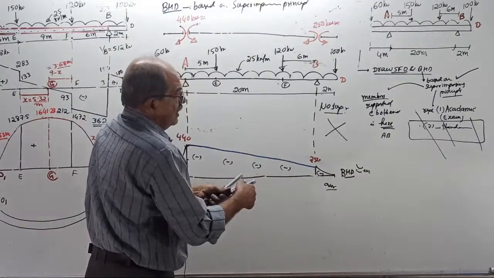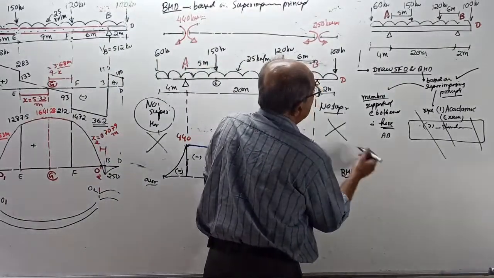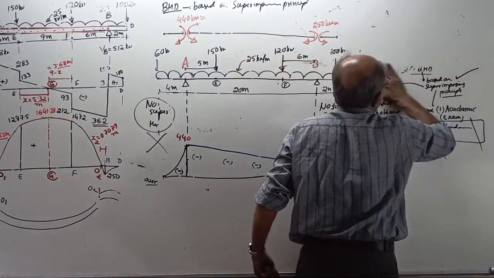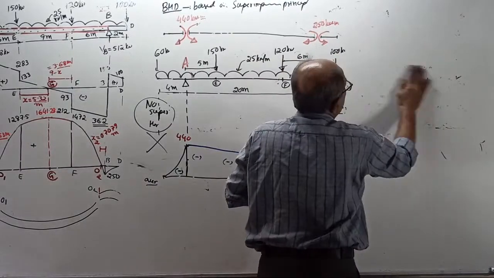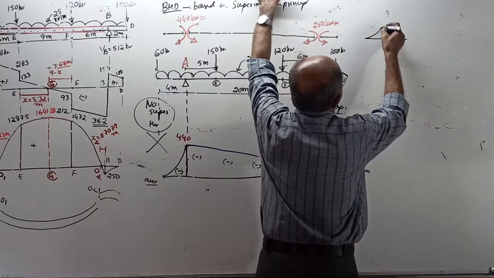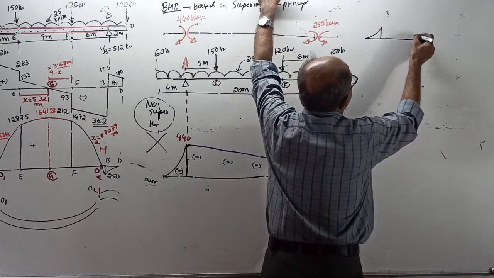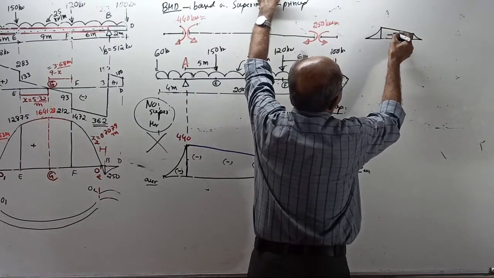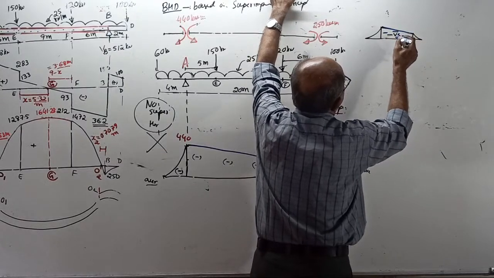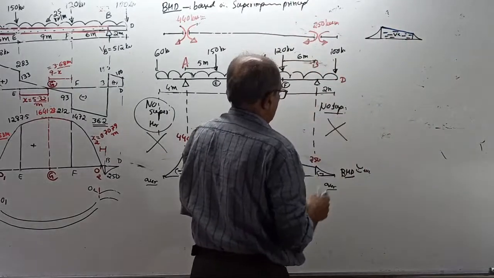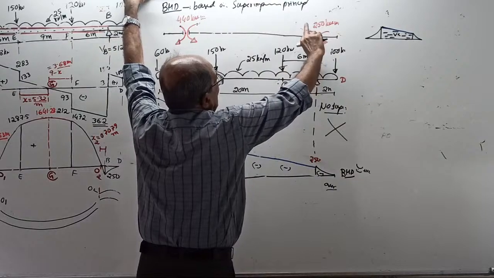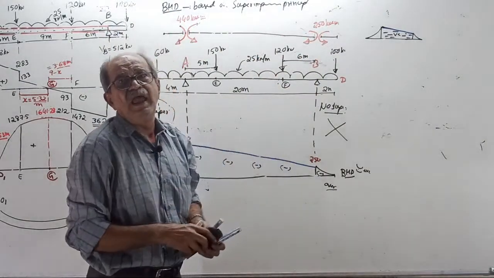You make a note outside that the blue line is negative. I'll remove this now, nothing required. Right. Now, the effect of 440 and the effect of 250 is over for the AB span.